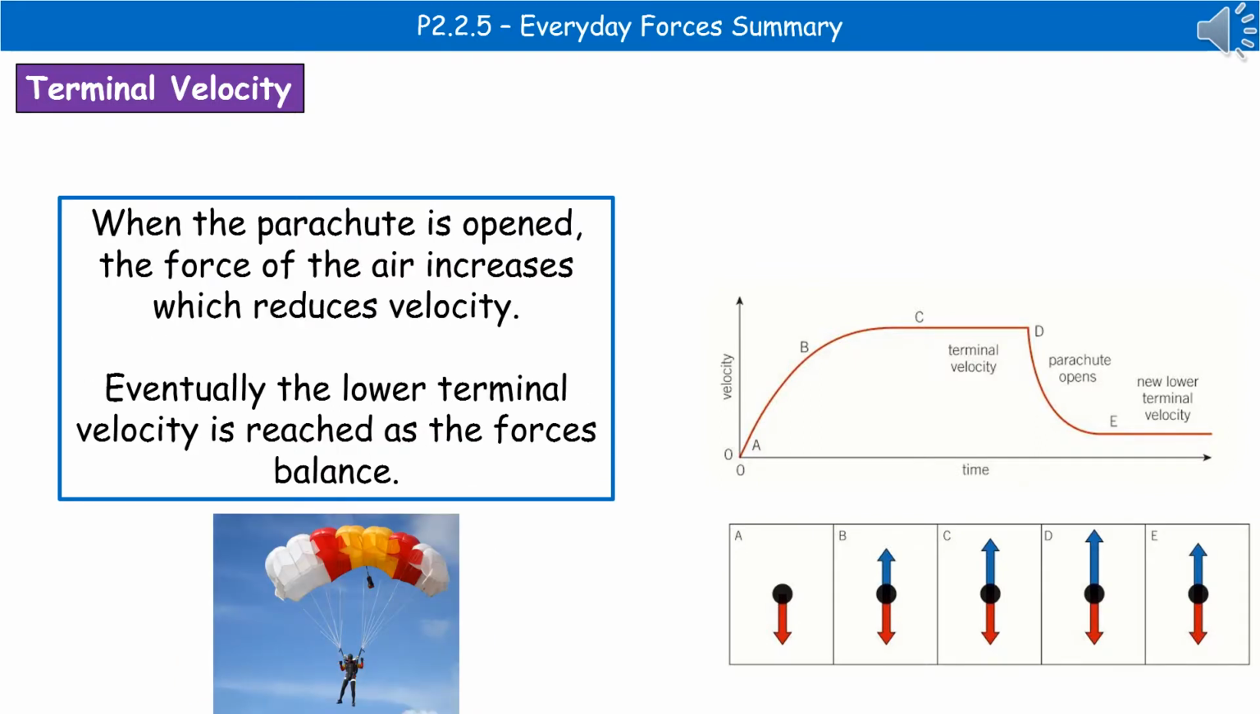Obviously, if they continue to fall at that constant speed until they hit the ground, then it would be a rather messy scenario requiring basically a shovel to pick them up. So to avoid the shovel incident, what we have is a parachute which will open.